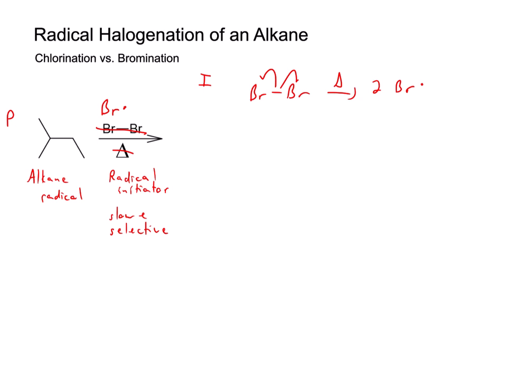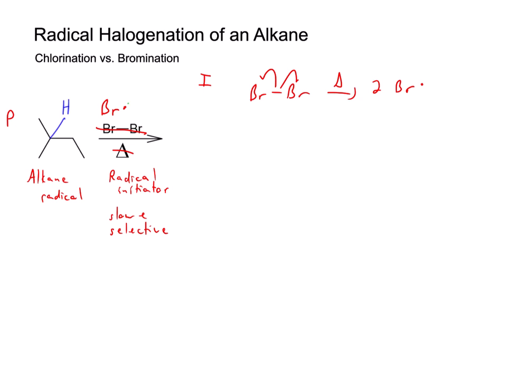With bromination, we are primarily going to abstract only the hydrogen that's going to give us the most stable radical. So in this case, if we look at the alkane, we have several primary positions, a secondary position, and a tertiary position for the hydrogens. And since bromine is only going to form primarily the most stable radical, we're going to abstract the tertiary hydrogen.